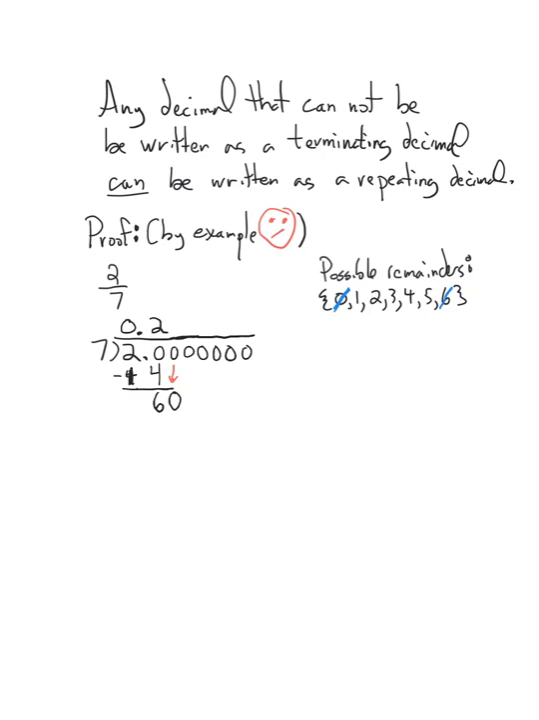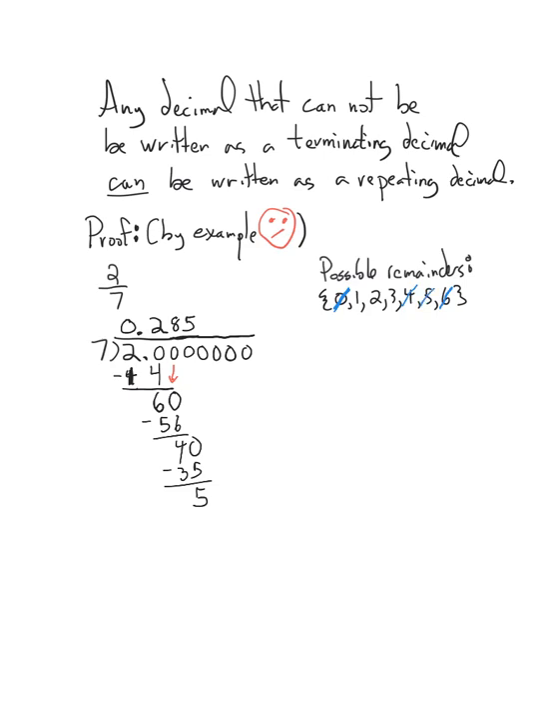So let's keep going. 7 goes into 68 times. 8 times 7 is 56. We subtract. We get a remainder of 4. So anytime we see a 4, we know what's going to happen. So we'll bring down our 0. 7 goes into 45 times. 5 times 7 is 35. Subtract. We get 5. So anytime we see a 5 now, we know what's going to happen.